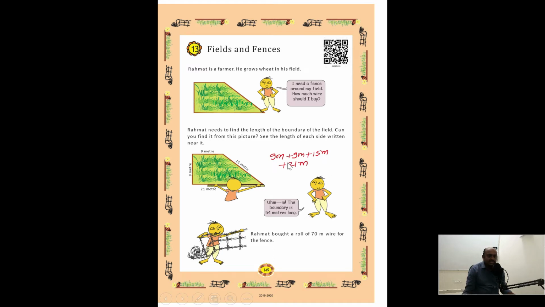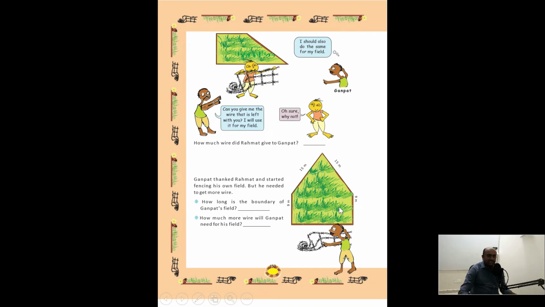So how did you get that 54? It is 9 meters plus 9 meters plus 15 meters plus 21 meters, which is equal to 54 meters. You already know it. So how much will be left? That we are going to see in the next slide.